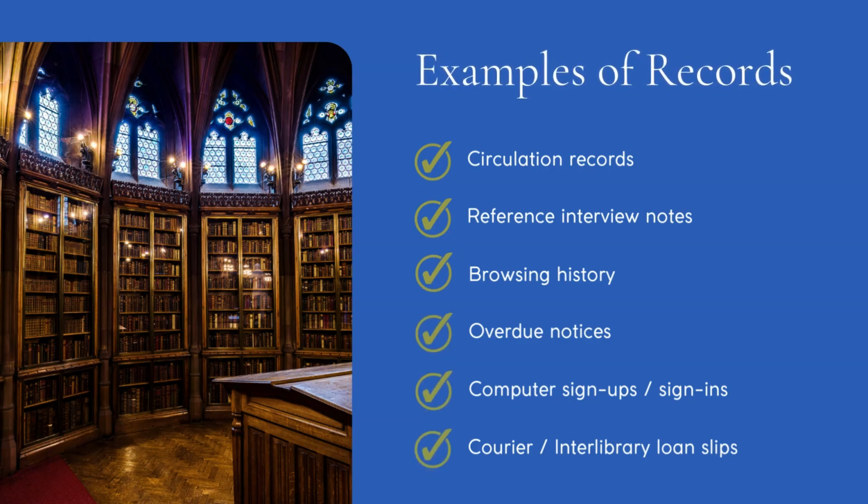Here are some common examples of records or private information we may find in public libraries: circulation records, reference interview notes, browsing history, overdue notices, computer signups or sign-ins when people are using the library computers, and courier or interlibrary loan slips that are generated by the library during that process.